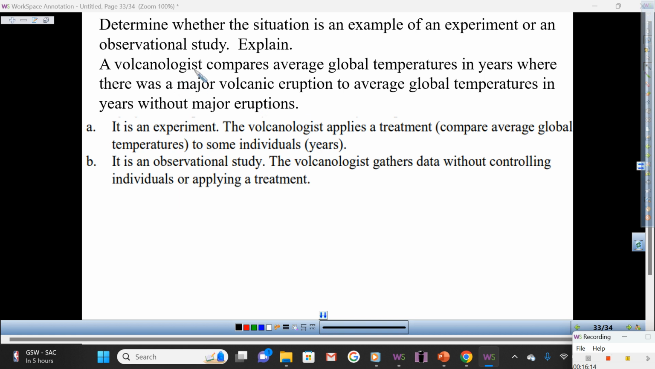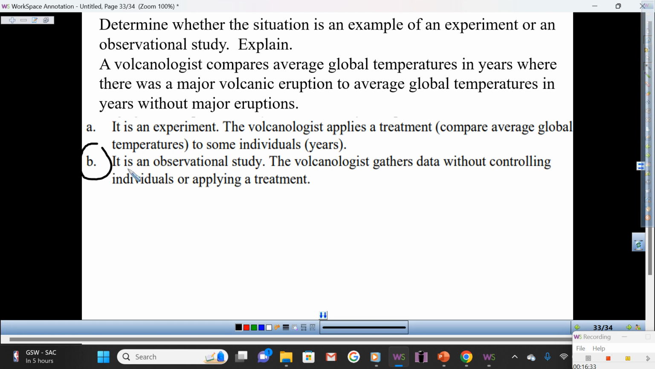So you are the volcanologist. You're gathering data for the temperatures for when there were volcanic eruptions and when there weren't. What is it? Experimental or observational? Hands if you agree with letter B. That is correct. And here's the question that you should ask if you are still confused with these.